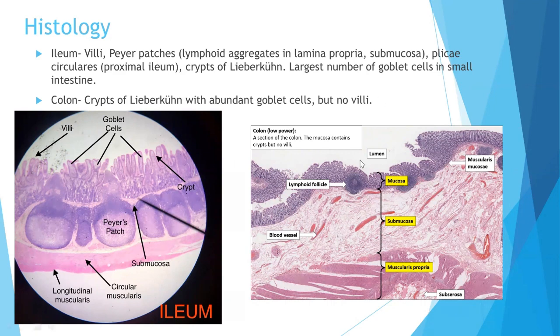So colon, here we can see a section of the colon. The mucosa consists of crypts, but no villi. So here you can see the mucosa contains these small crypts, but there are no villi that you can see in the mucosa layers, okay? And there is also a lymphoid follicle in the mucosa layer in the colon. And in the submucosa, here you can see the blood vessels and all, and the muscles in the muscularis layer.